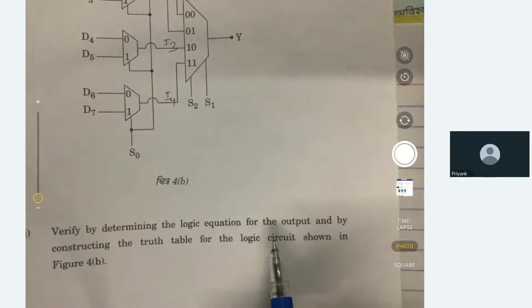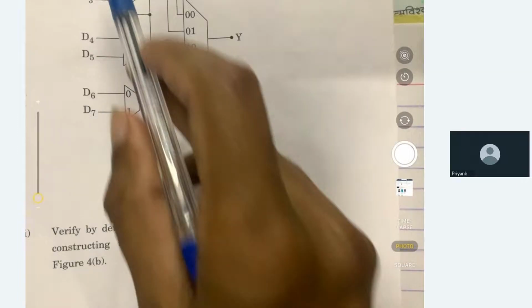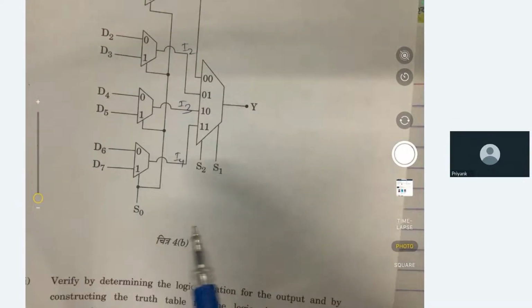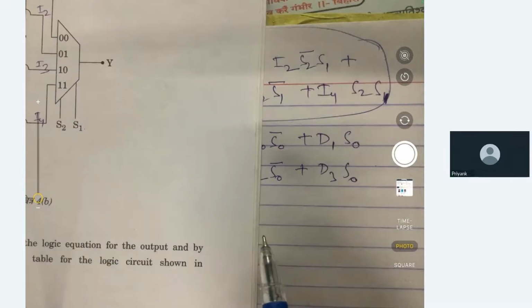Then we also have to write the truth table of it. The truth table will have D0 to D7, and for each value it will be too big. We have to write F0, F1, F2. S0, S1, S2 will be the inputs, so there will be 8 conditions, and we have to write F0, F1, F2 and so on.